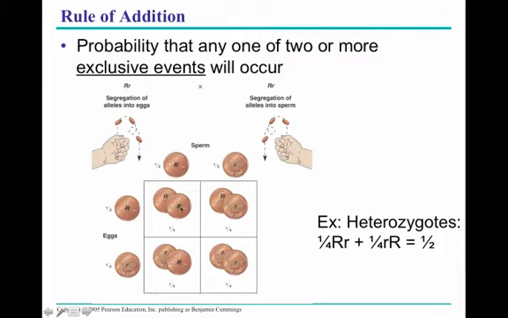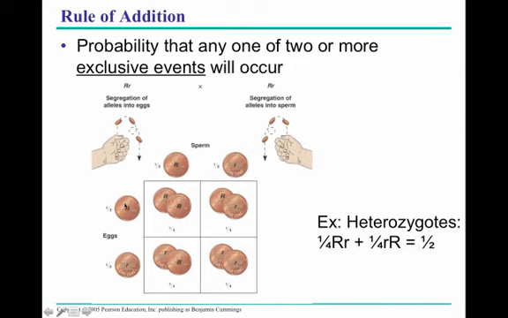Now as we look around the Punnett square, we can see that there are two offspring that are heterozygous. So there is a quarter chance for a homozygous dominant, a quarter chance for a homozygous recessive, and we would say a 1/4 plus a 1/4 chance of a heterozygote. So we have half a chance. 2 out of the 4 offspring possibilities will be heterozygote. So that is the rule of addition.